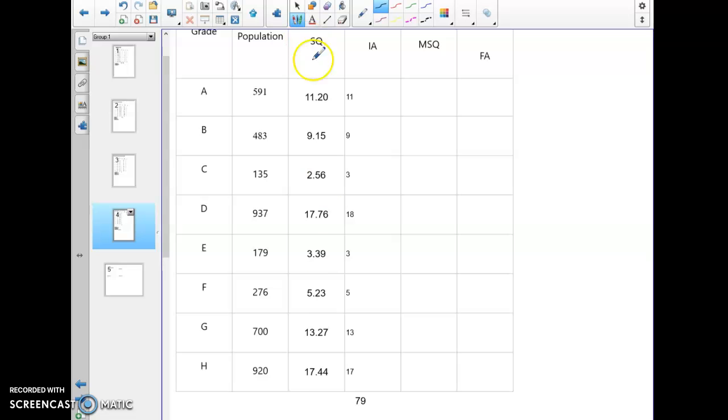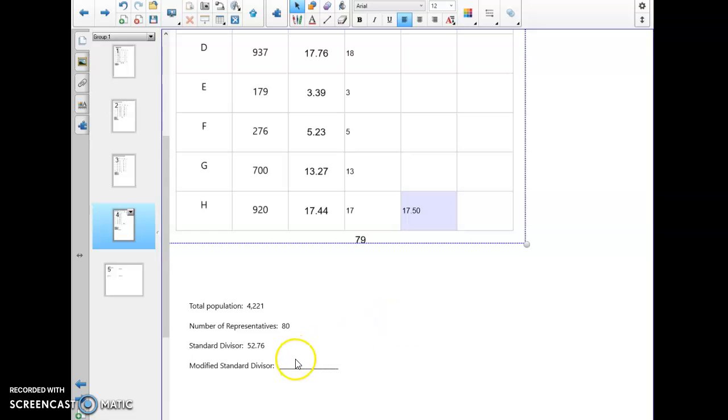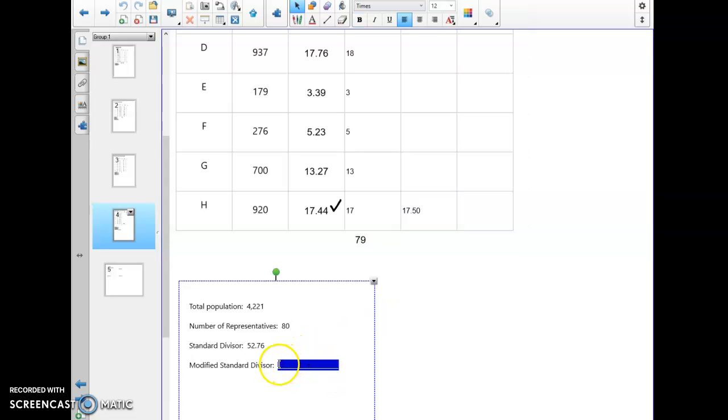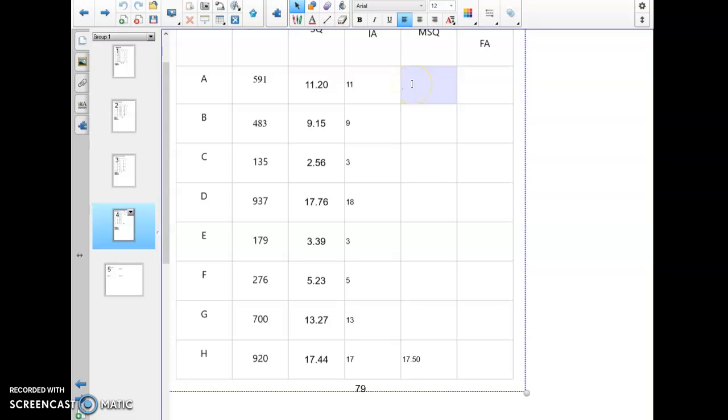The most likely candidate is right here. It's the closest to 0.5 and the second biggest, so it's going to move up pretty quickly. So I take that 920 and I divide it by 17.5, so that my standard quota for that one would be 17.50, I get 52.57. So this is going to be my now modified standard divisor, 52.57.